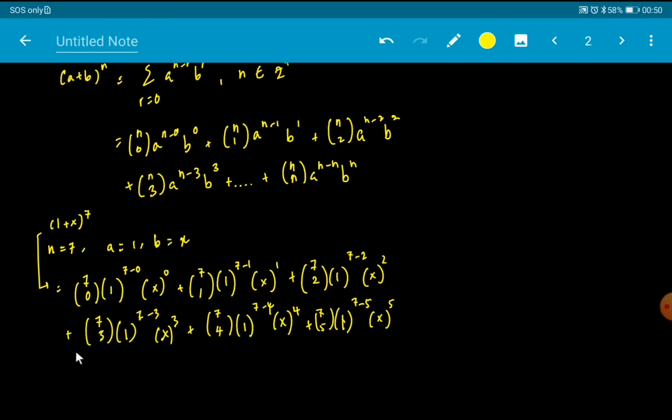Alright, and we continue: plus 7C6 times 1^(7−6) times x^6, plus 7C7, where the lower number equals n, the same as at the beginning. So we need to stop here: 1^(7−7) times x^7. Full stop.